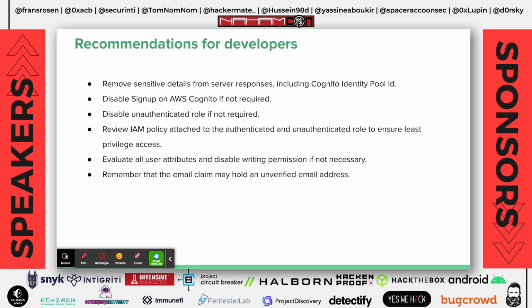And then evaluate all the user attributes, and if they do not need to be updated, disable the writing permission if not necessary. And remember that the email claim, the email attribute, can always hold an unverified email address, as we've seen in the report that we just mentioned.